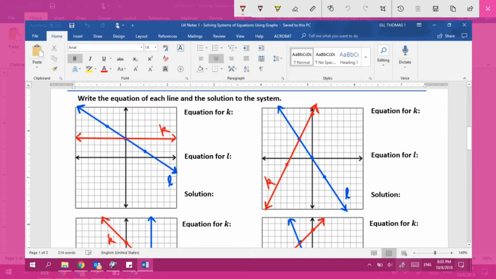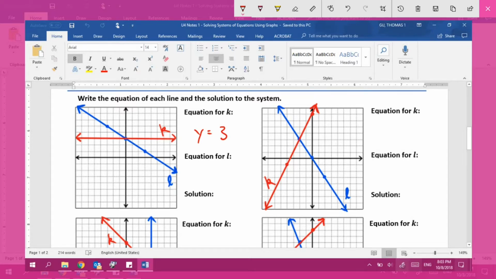So, okay, equation for k. You can see k is the red line right there. There's no slope there. You can see it's straight, right? So there's not going to be a slope. Now, we can see that this crosses the y-axis at 3, which is exactly our equation then. Y equals 3. That is the equation for a horizontal line. It's going to be y equals a number wherever it crosses. So that's my equation for k.